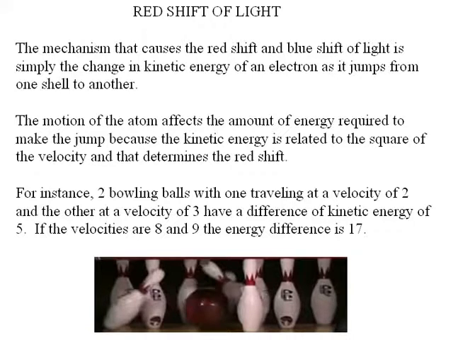That determines the redshift. For instance, two bowling balls, with one traveling at a velocity of 2 and the other at a velocity of 3, have a difference of kinetic energy of 5. If the velocities are 8 and 9, the energy distance is 17.